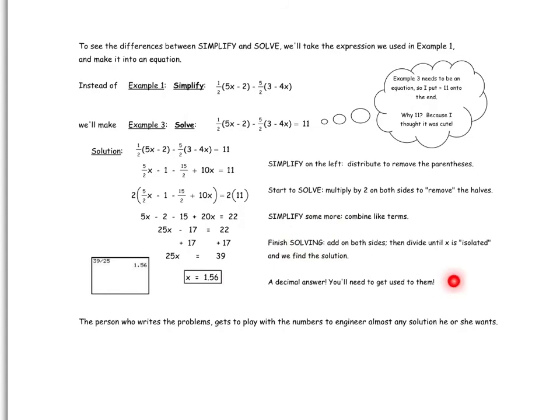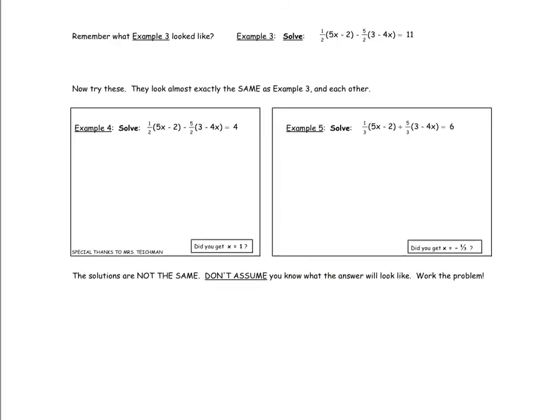And yes, I did get a decimal answer. Decimal answers happen the same way fraction answers happen, or I should call them solutions. The person who writes the problem, and that's me, gets to play with the numbers to engineer almost any solution that he or she wants.